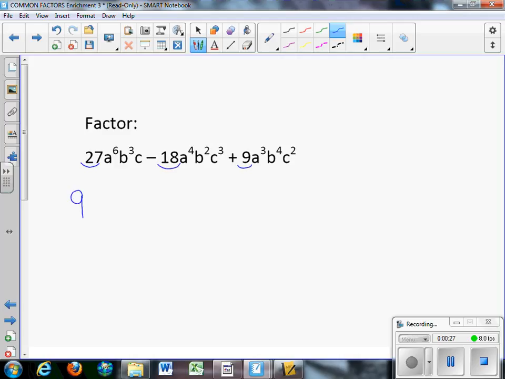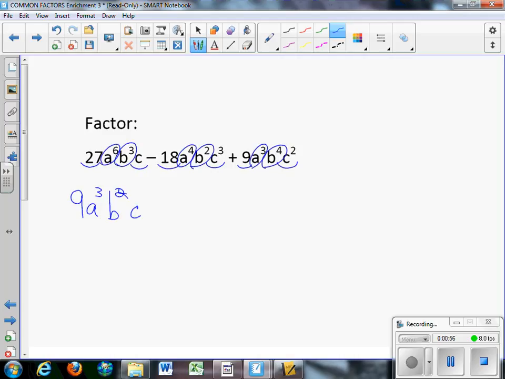Next, I would look at the a's. So I've got a to the 6th, a to the 4th, and a cubed. So the largest number of a's that I can pull out is a cubed. Next, I would look at the b's. I've got b cubed, b squared, and b to the 4th. So the largest number I can pull out there is b squared. And then we've got c, c cubed, and c squared. So the most I can pull out there is just 1c.